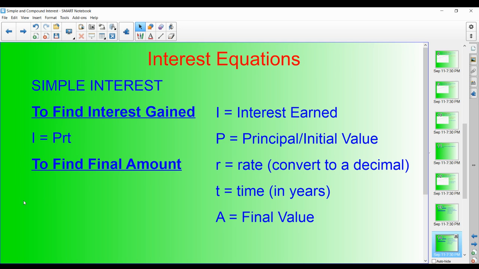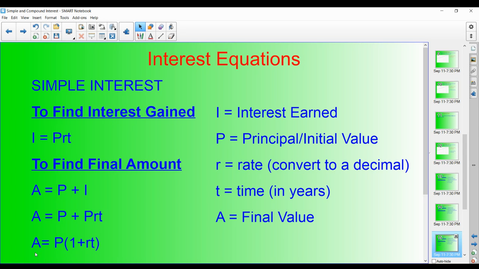Now, to find the final amount, okay, the final amount is A, I can take and add the principal and the interest, so how much I started with plus how much I gained, or this formula is a factored and simplified version of the top formula where I can put in the principal, the rate, and the time, and it gives me my final value.